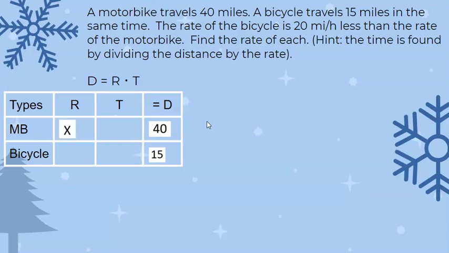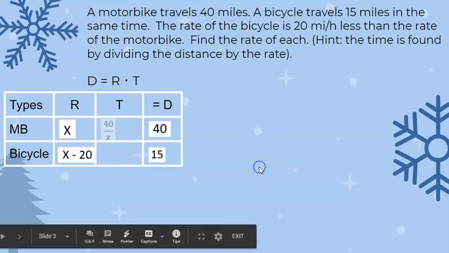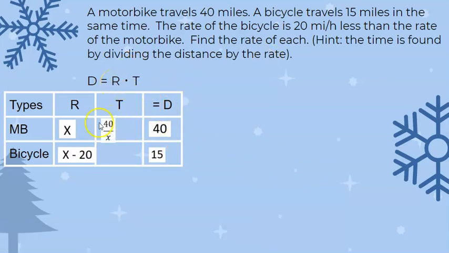So the rate of the motorcycle is something we don't know. We do know that the bicycle was 20 miles an hour less than that, so I can represent that with x minus 20. So whatever the motorcycle is going, the bicycle is going 20 less miles per hour than that. And then the time, as we were talking about, is the distance divided by the rate. So in the case of the motorcycle, the distance was 40, the rate was x, so we can represent time as 40 over x. In the bicycle, the distance is 15, and the rate is x minus 20, so we'll do 15 over x minus 20. So there is our time.